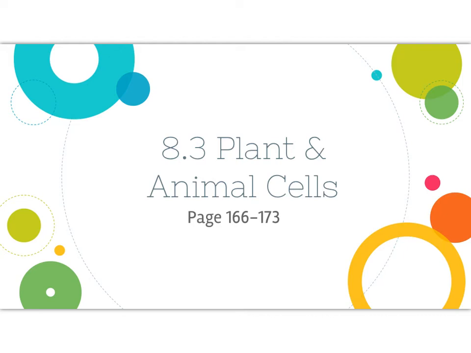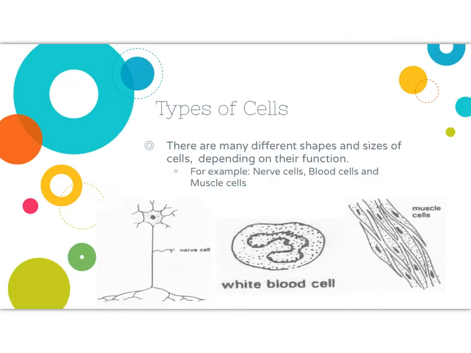8.3, plant and animal cells. So there's many different shapes and sizes of cells depending on their function. For instance, we can see a nerve cell has a long tail, if you will, and the cell body is kind of up here. A white blood cell is more spherical, has some more cell shapes that we would be more familiar with, and muscle cells are long and skinny cells.